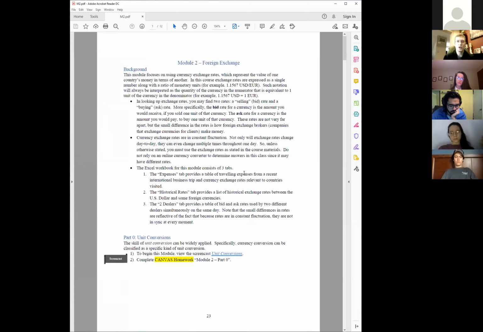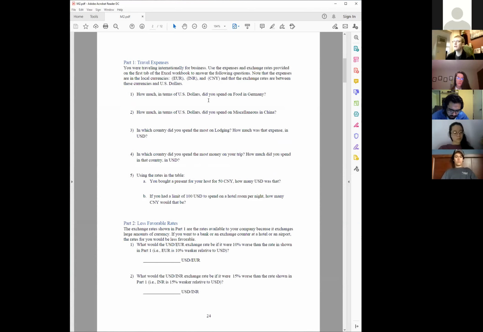Like I mentioned a second ago, module 2 is all about foreign exchange. So we are practicing a whole bunch of stuff about converting from one currency to another. There's a few pieces of information here that I'll get to in a second, but today we're primarily working on part 1 and part 2. Part 1 is pretty much just converting some numbers that are given to you on the spreadsheet. I'll show you that in a second.